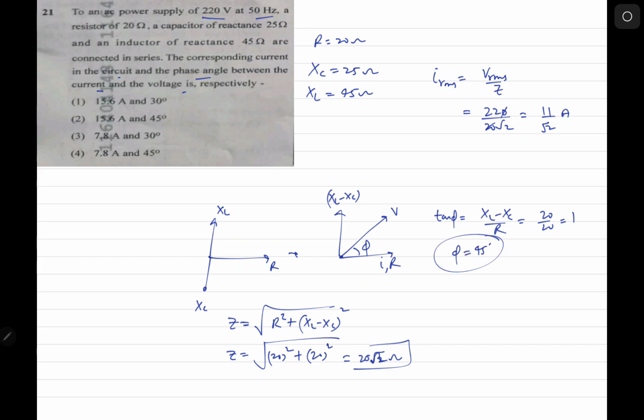Okay, now we need to find the current here. So current we already did, sorry. The current is 11 by root 2 ampere. Now if we solve it for the corresponding current in the circuit, IRMS, 11 by root 2, this will come almost as 7.8 ampere. So 7.8 ampere is the current, and the phase angle is 45 degrees. So that is the fourth option, which is correct. Okay, so hope you understood. Move to the next question.